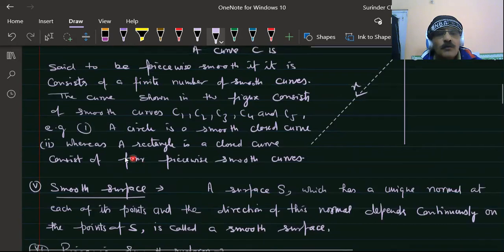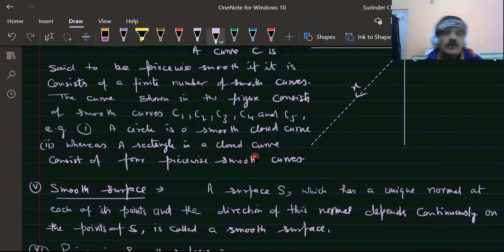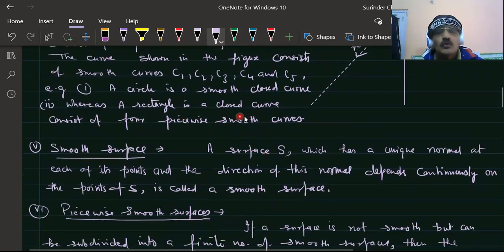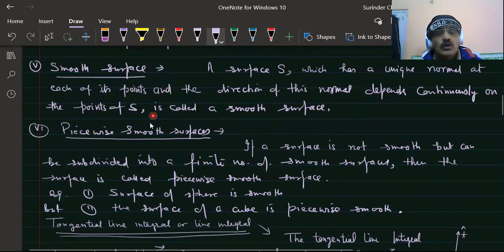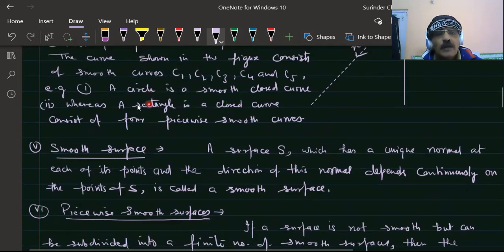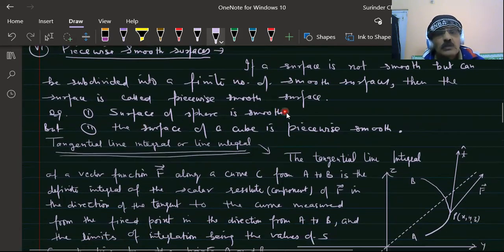The example of a smooth curve is a circle, and a piecewise smooth curve is a rectangle. The rectangle consists of four smooth pieces, a finite number, and the circle consists of a single smooth piece. Similarly, a sphere is a smooth surface, and a cube is piecewise smooth. It has six smooth faces.